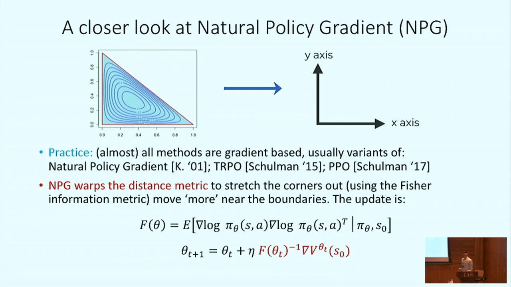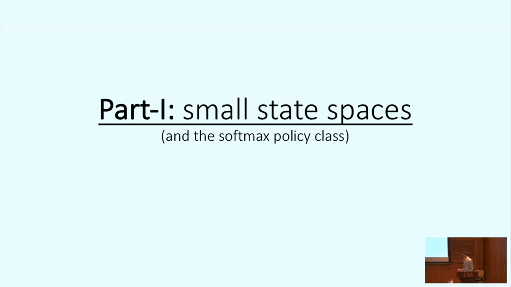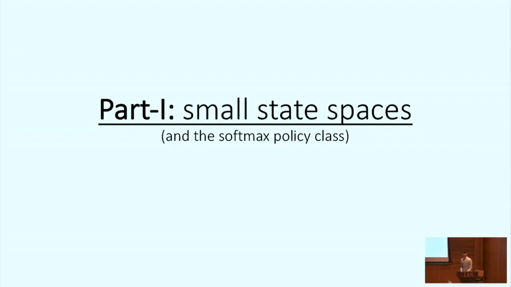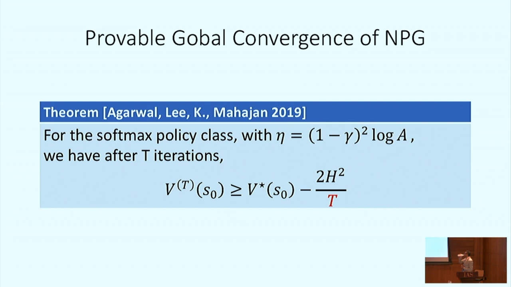So let's start with the case of small state spaces. That first function class is the softmax policy class, or the Gibbs policy class. It's a little surprising that if you run this algorithm, and sorry, that should replace the (1 minus gamma) squared with 1 over H, a typo from switching from the discounted to the cumulative reward horizon. So anyway, there's a constant setting of the learning rate such that after T iterations, the value is close to optimal within 2 times your horizon squared over T.